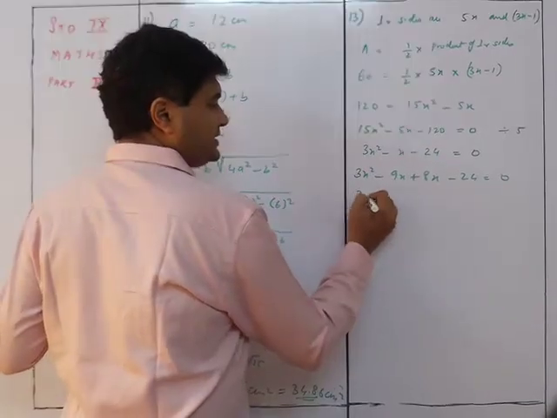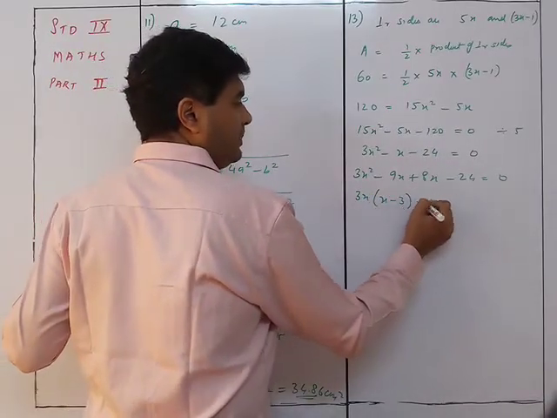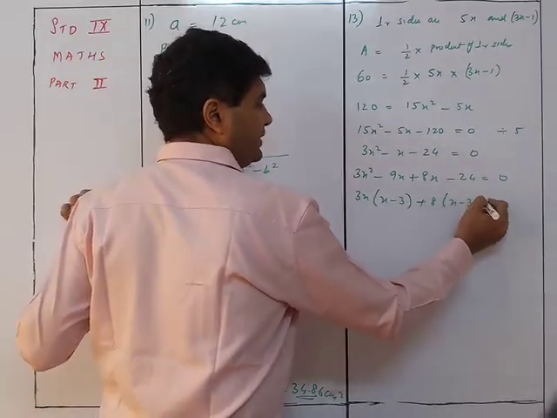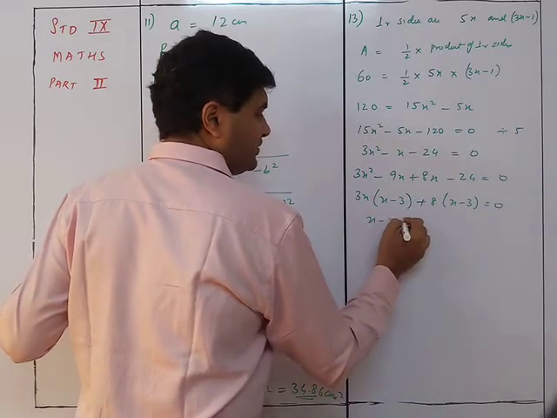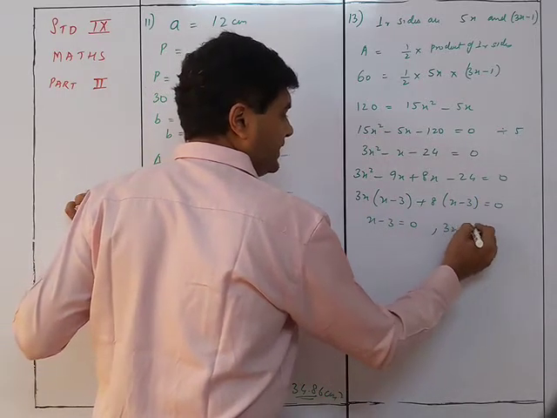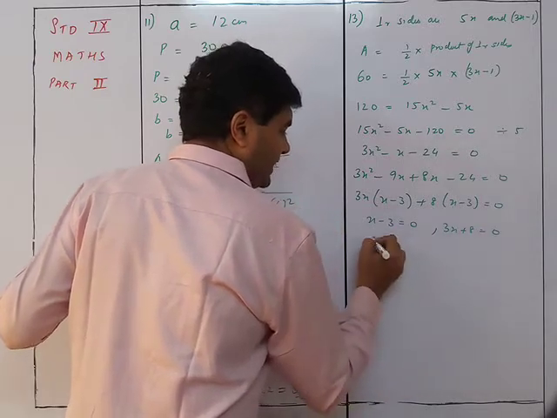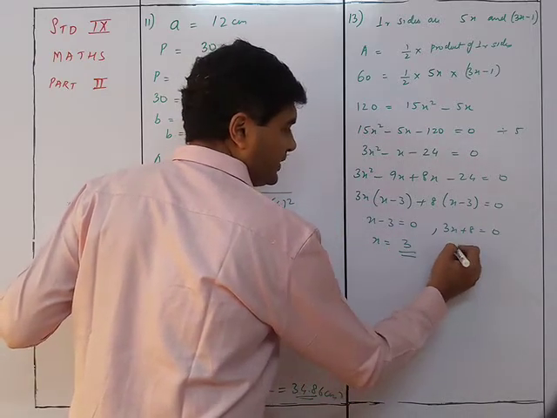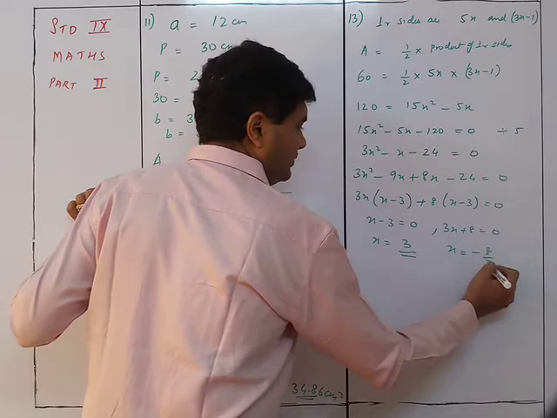So it is 3x into x minus 3 plus 8 into x minus 3 is equal to 0. So x minus 3 is equal to 0, or 3x plus 8 is equal to 0. So here x is equal to 3 should be the answer, because x is equal to minus 8 upon 3 is not possible.